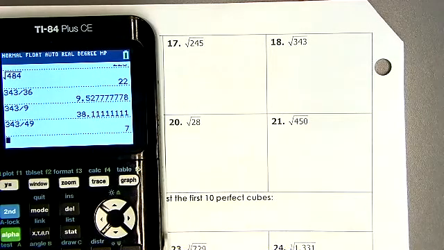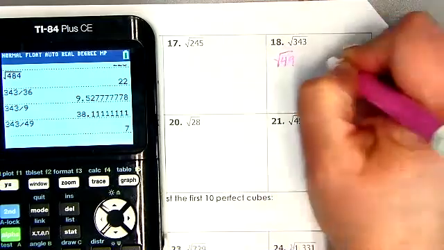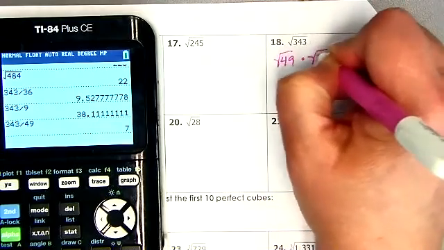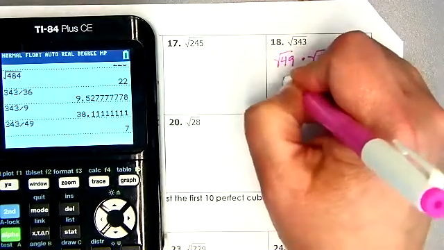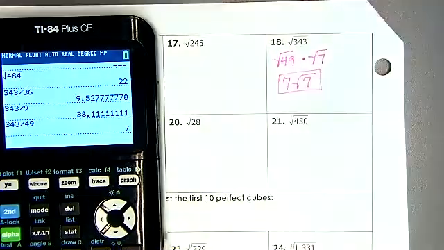It's just guess and check at that point, because you're checking to see if it's divisible by a perfect square. So this is going to break down into the square root of 49 times the square root of 7. Then this is going to become 7 radical 7 as the final answer.